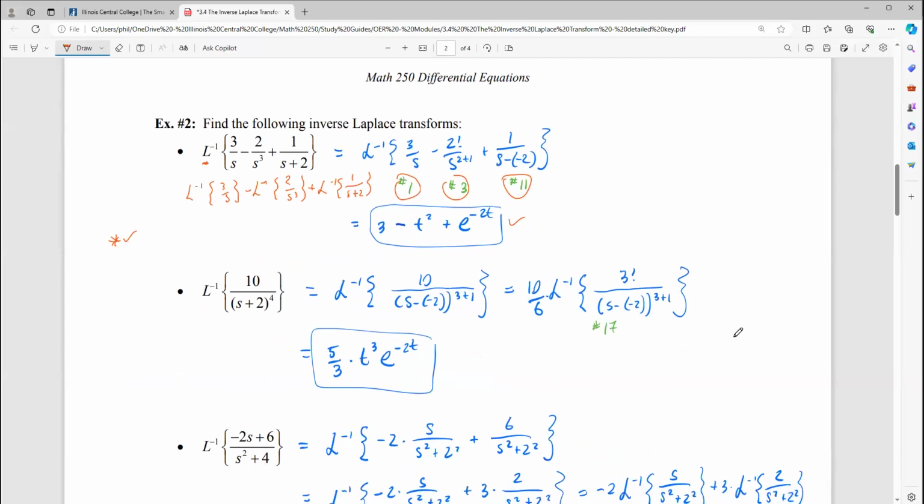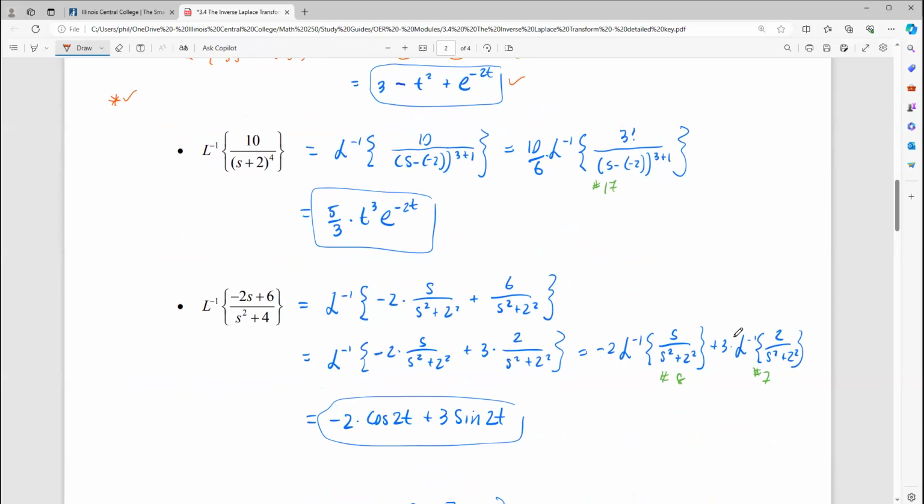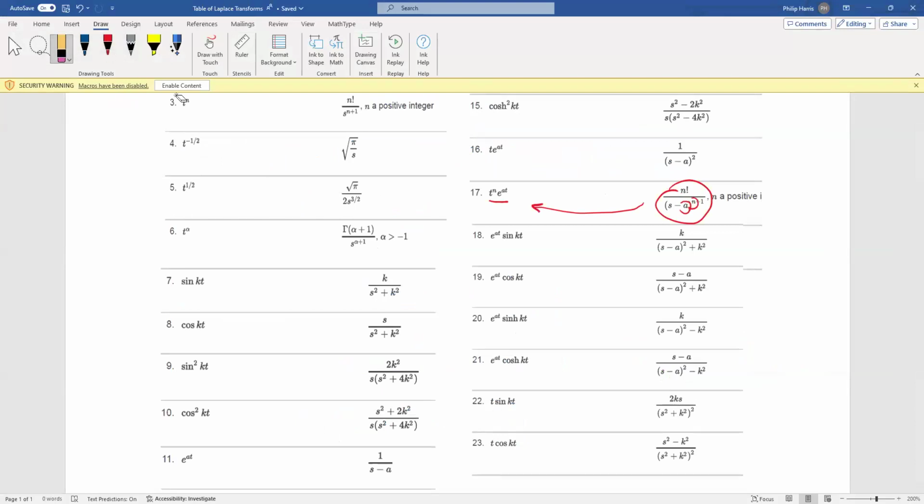All right, so moving ahead, slightly more complicated examples. We're going to up the difficulty a little bit in these next examples. The first one is really not too bad. What is the Laplace inverse of 10 over (s plus 2) to the 4? I would argue that this looks a lot like number 17 again. So just really quickly, let's take a look at our table.